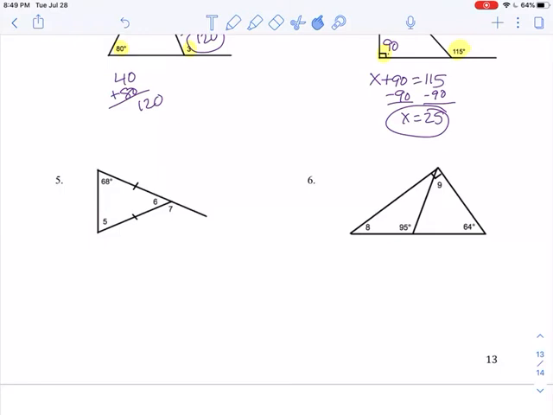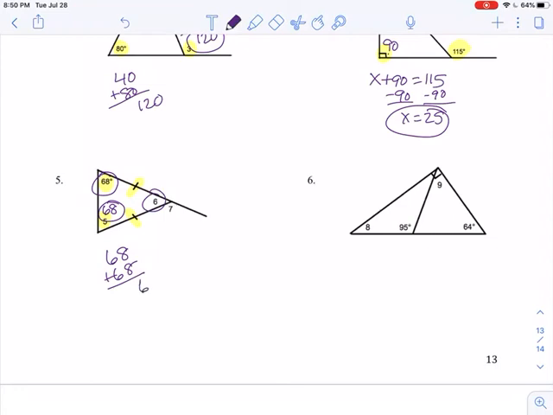Five and 6, same rules. We're just putting different rules together right here, but you can figure these out. Notice that 5, even though it's turned on its side, is an isosceles triangle. So if this angle on the top is 68 degrees, that makes angle 5 68 degrees. Now the angles of a triangle add up to 180. So 68, 68, and then angle 6. Those three angles have to equal 180 because those are the angles of a triangle.